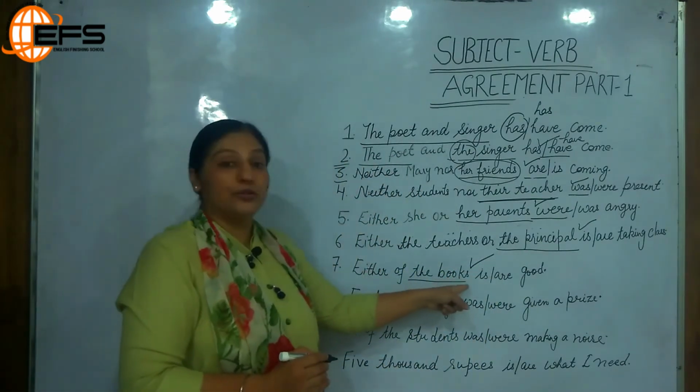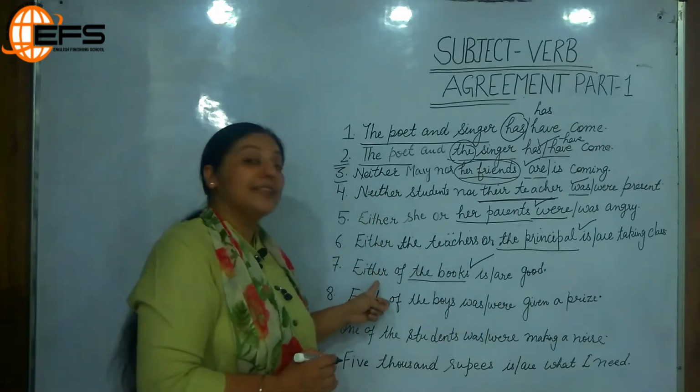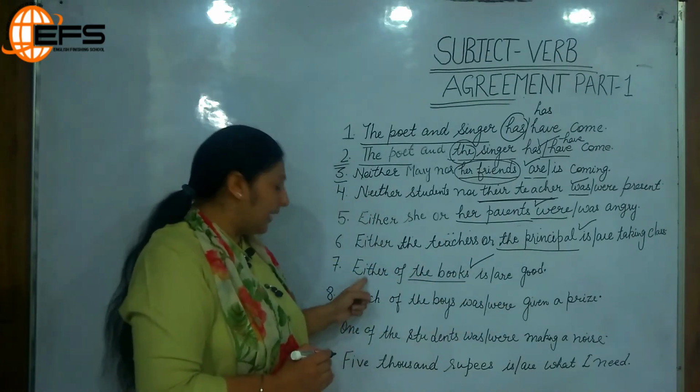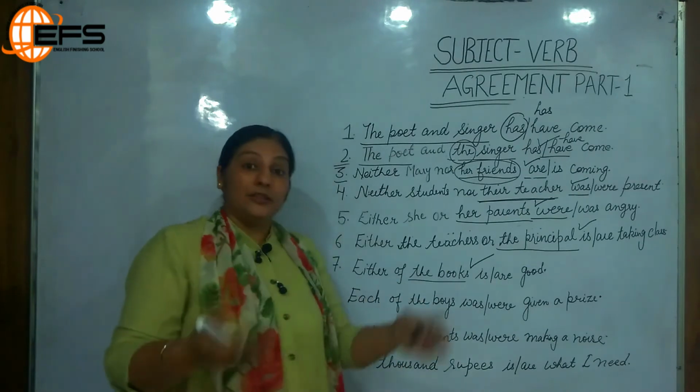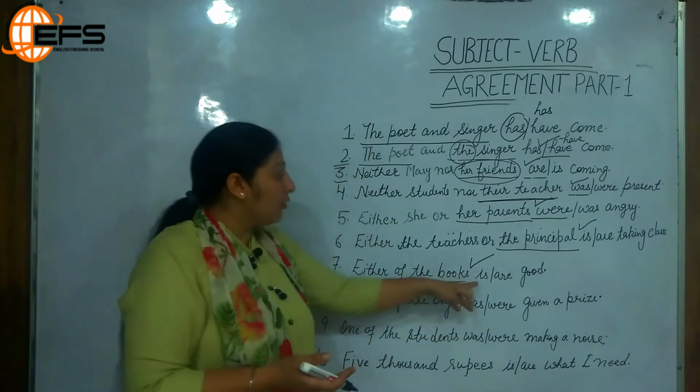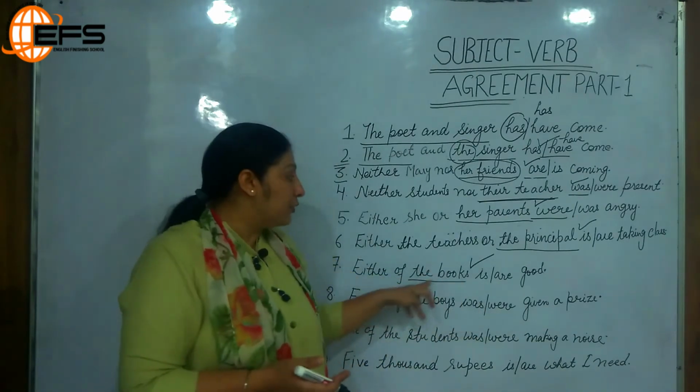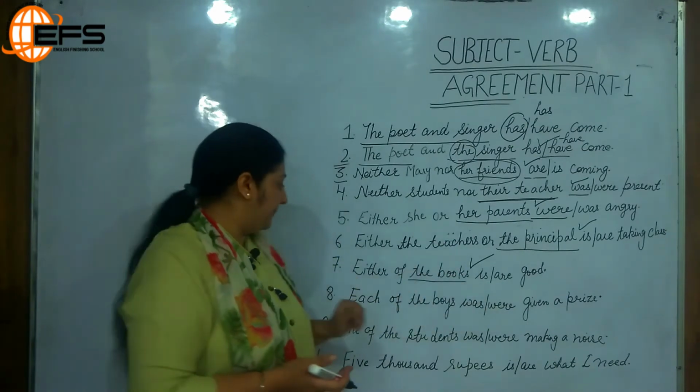Any one of the books is good. So either stands for any one. Same is neither of the books. Neither one means no one. Then also we will use is only. Neither of the books is good.